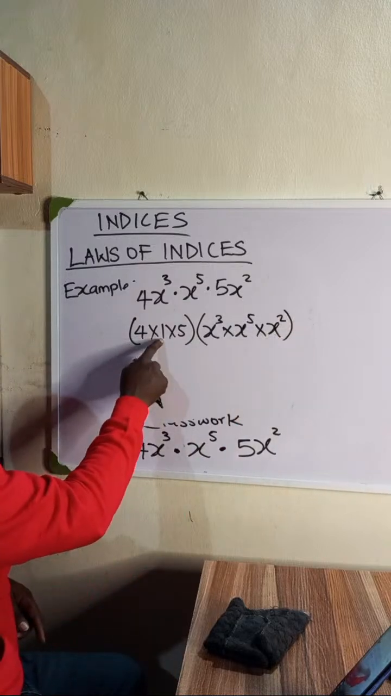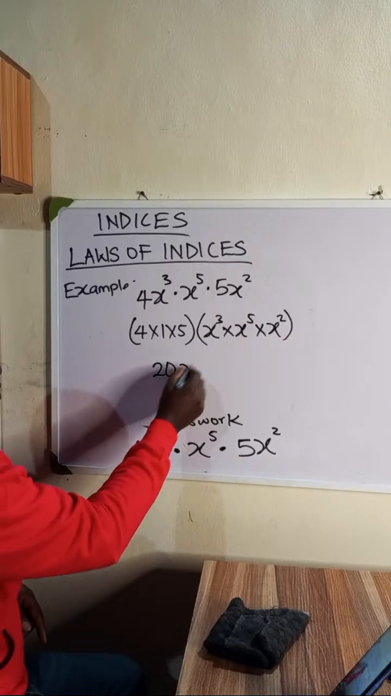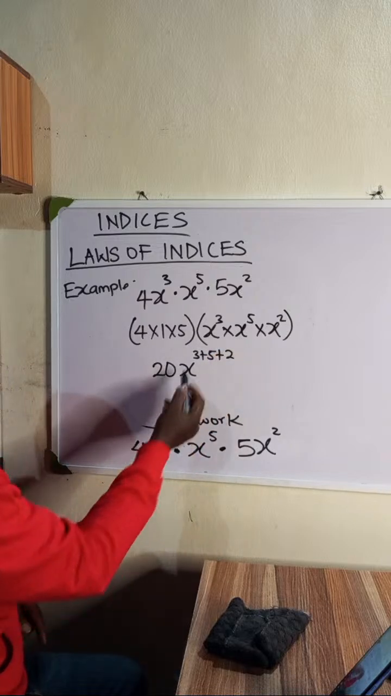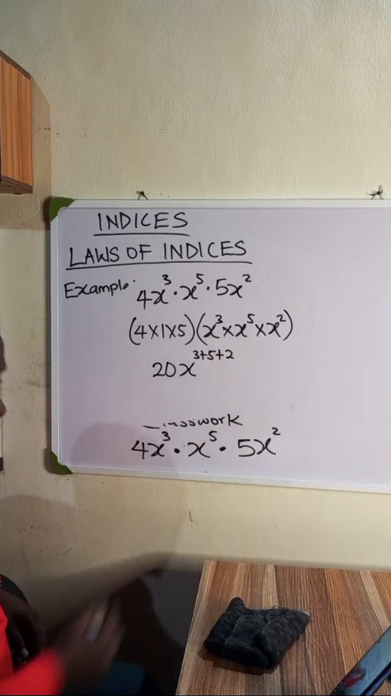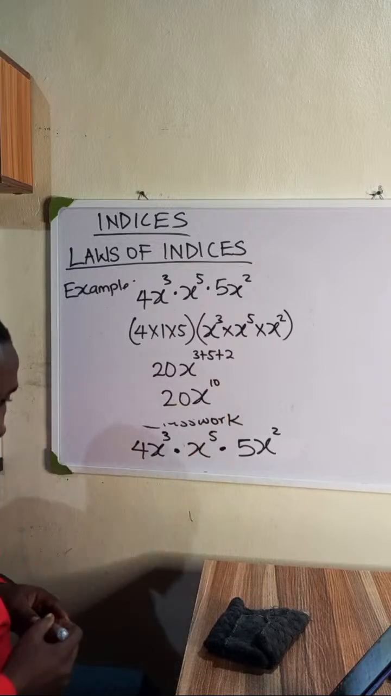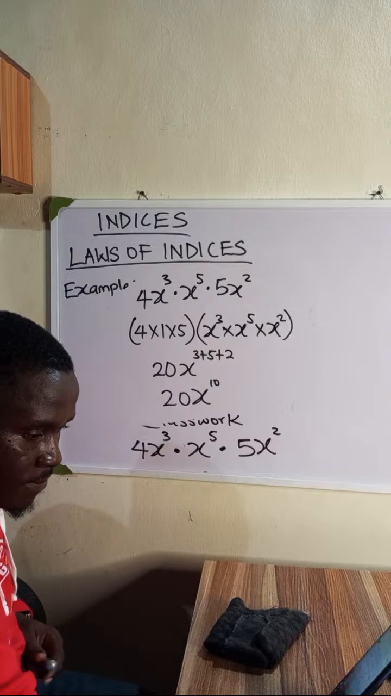So 4 times 1 times 5 will give you 20. Then you have x to the power of 3 plus 5 plus 2. 3 plus 5 plus 2 is going to give us 10. So we have 20x to the power of 10. Okay, well done, guys. Well done.